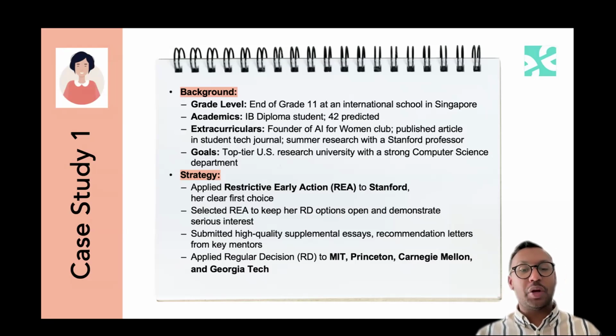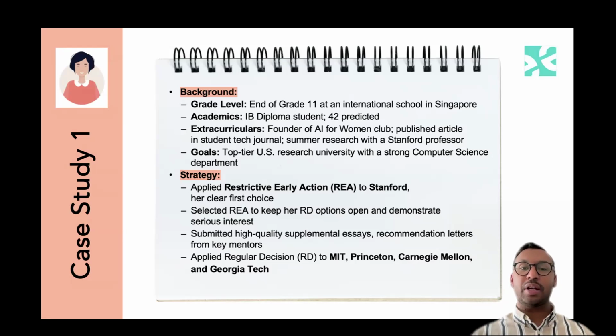The goal that the student has outlined for themselves is that they'd really like to attend a top tier research university with a strong computer science department. So clearly, you can now understand that this student is going into computer science, really interested in tech.